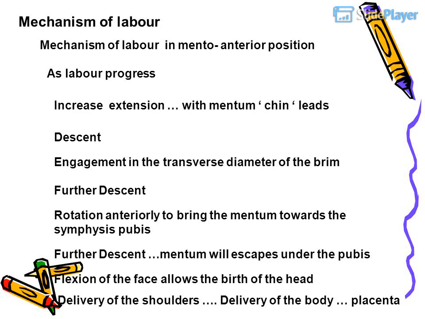Mechanism of labor in mento-anterior position. As labor progresses, there is increased extension, with the mentum leading. Descent: engagement in the transverse diameter of the brim. Further descent, rotation anteriorly to bring the mentum towards the symphysis pubis. Further descent, the mentum escapes under the pubis.